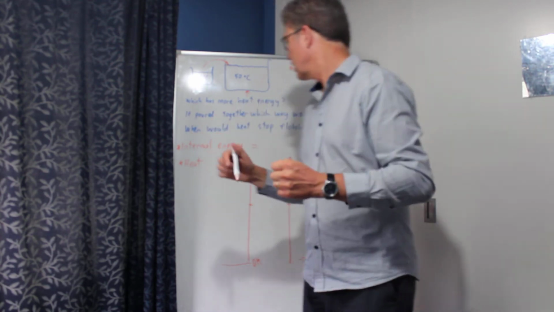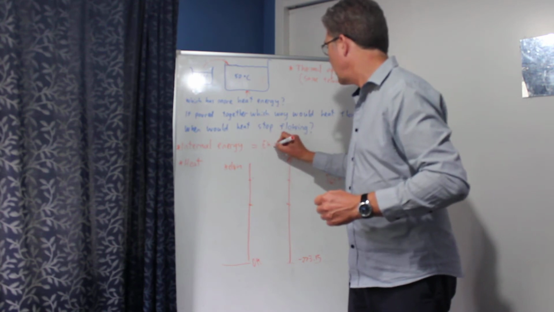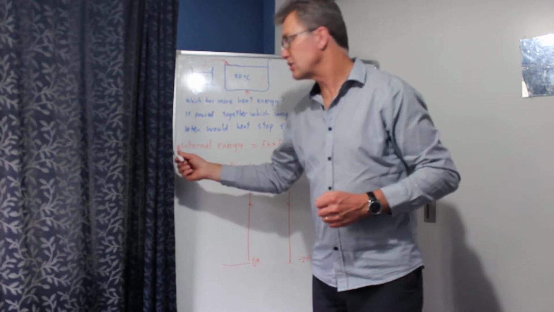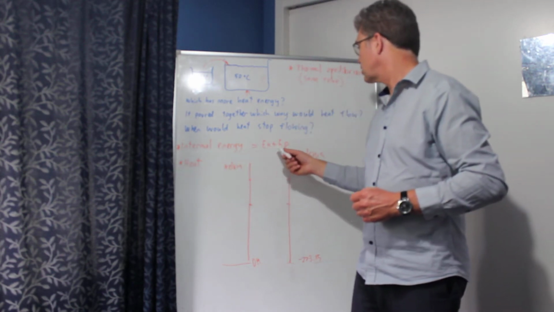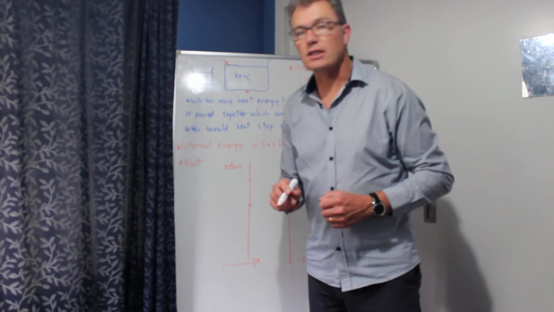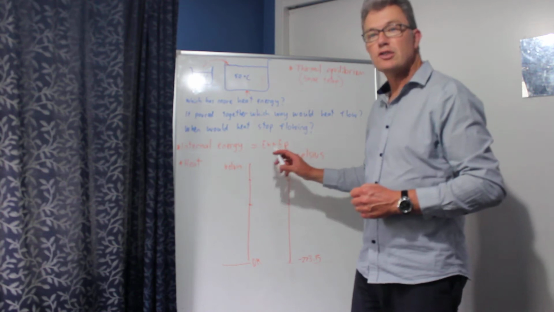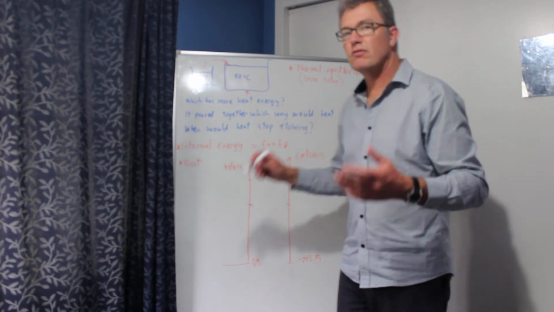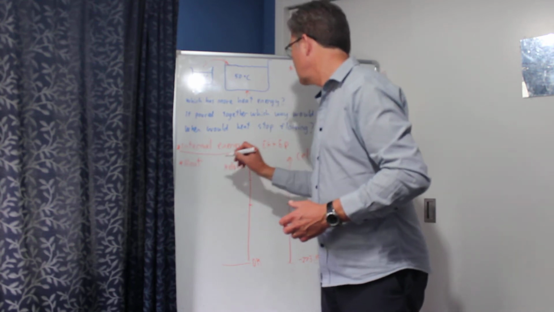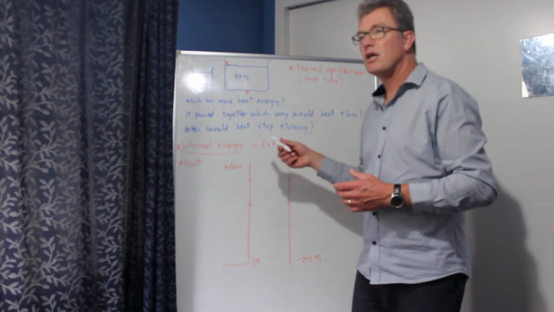So solids have kinetic energy plus potential energy. In fact, internal energy is just the sum of the kinetic energy plus the potential energy of particles. Gases have a lot of kinetic energy and next to no potential energy. Solids have roughly the same amount of each. So that's internal energy. Internal energy is the kinetic energy plus the potential energy of particles.